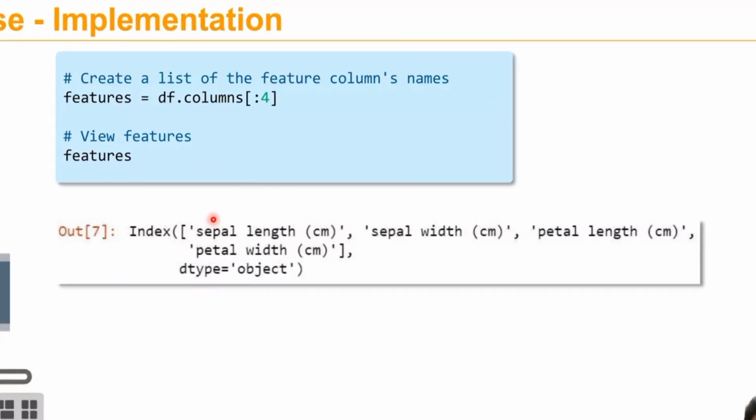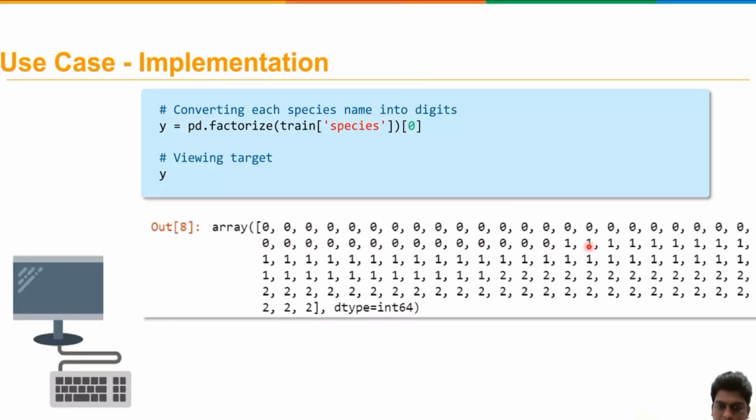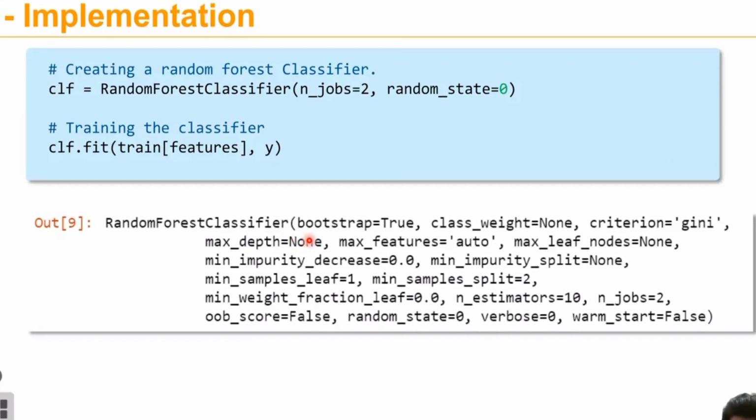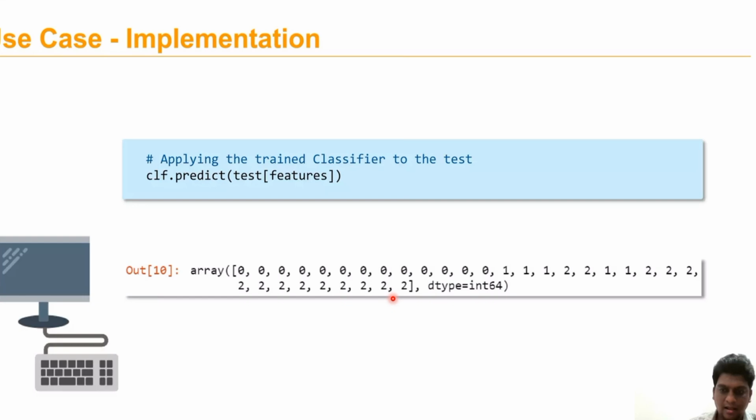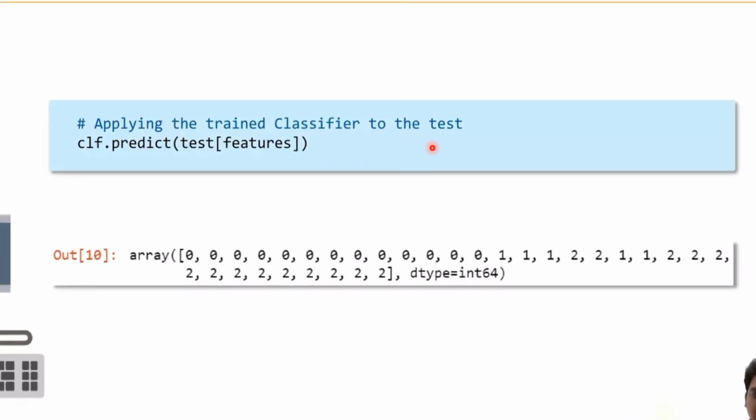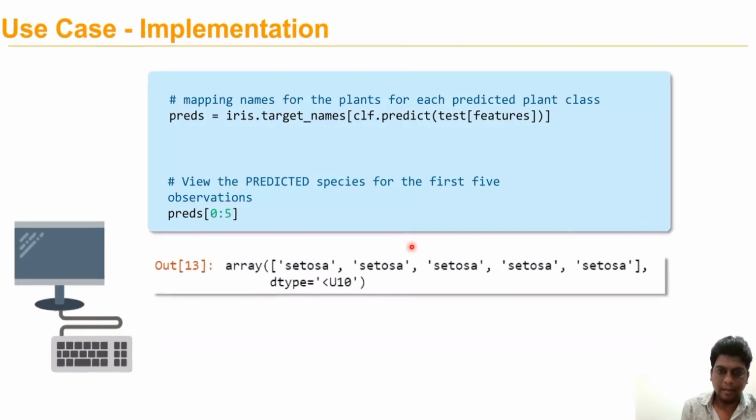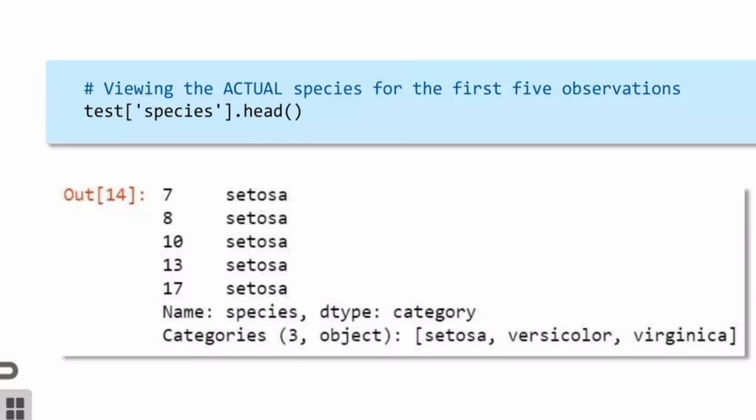Now we view the features present in it. Here we convert the species name into digits. Then a random forest classifier is created. Now we train this classifier with the features identified. Then we test the data with the help of that trained classifier. We predict the probability of the first 10 observations. Then we map the names for each predicted plant class. Then view the predicted species.